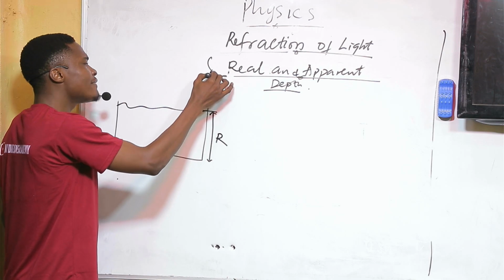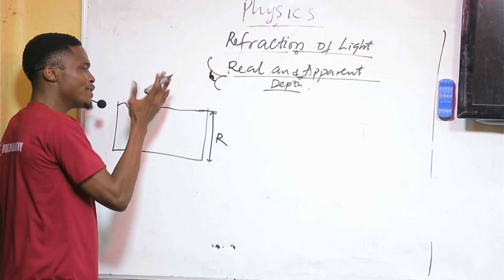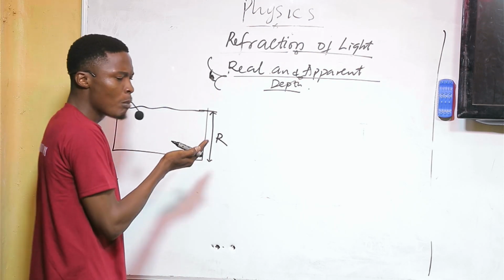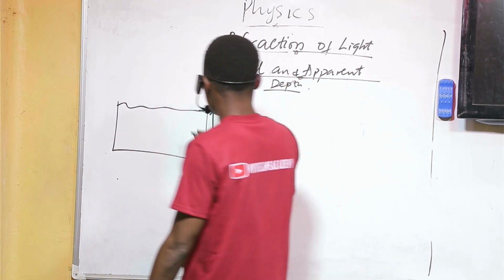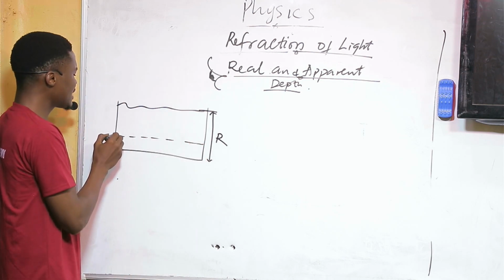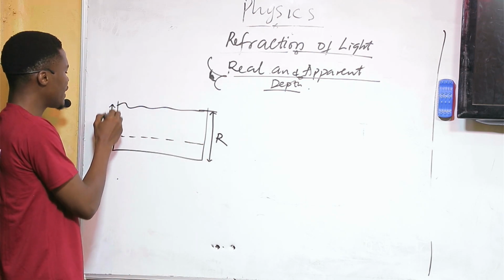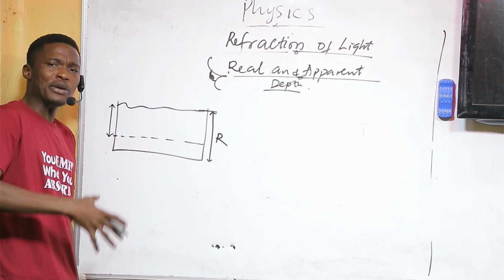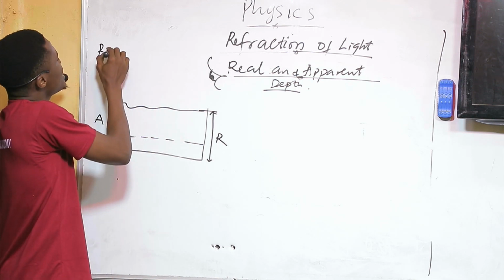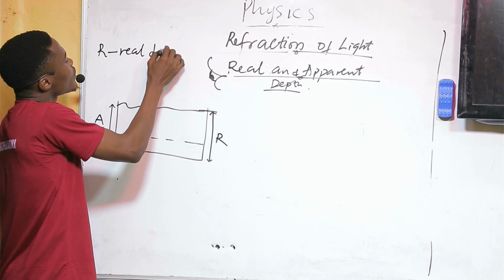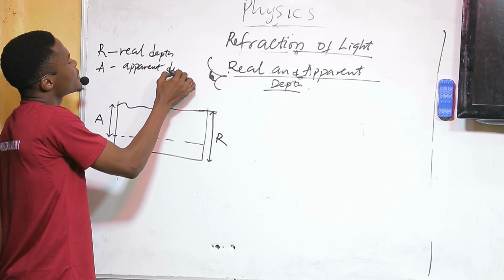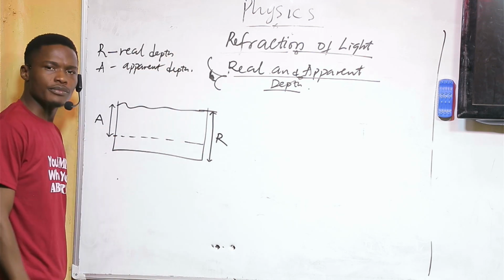Now, when an observer is looking at the pool from the surface, because of refraction, the bottom will be elevated. It will be as if the bottom shifted up. So let's see what is going to happen. The bottom moves up and then it will now be at this level. The distance between this surface and where it is assumed that the bottom is, is called apparent depth. So R is real depth, A is apparent depth.